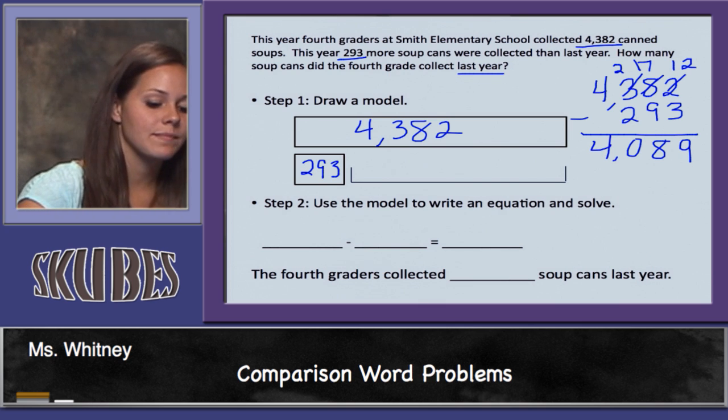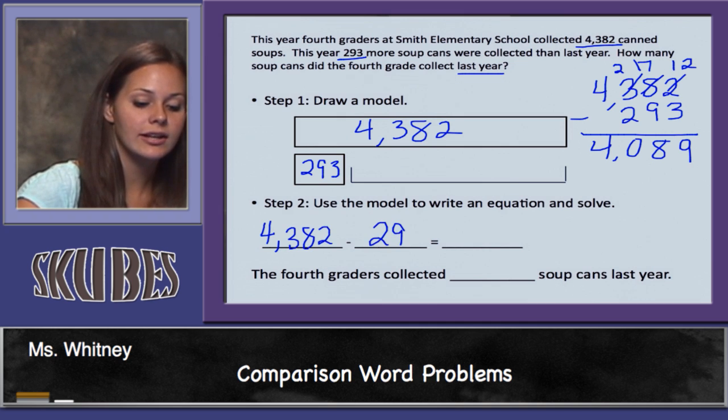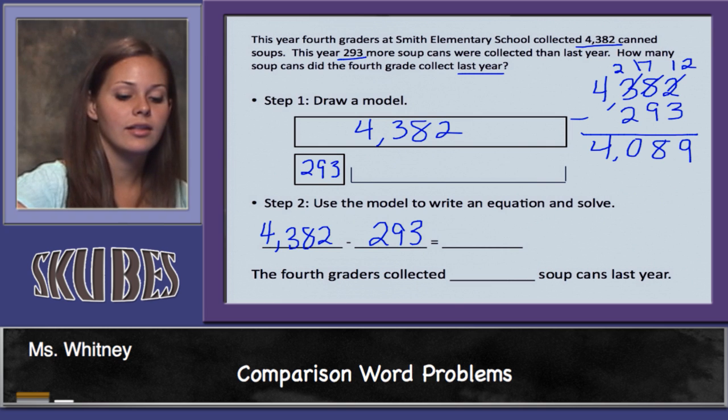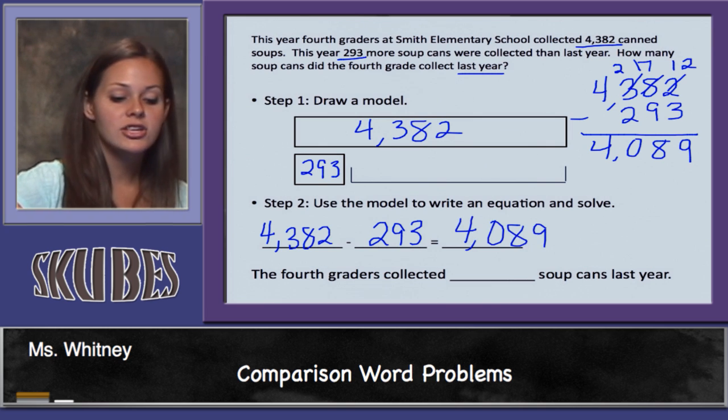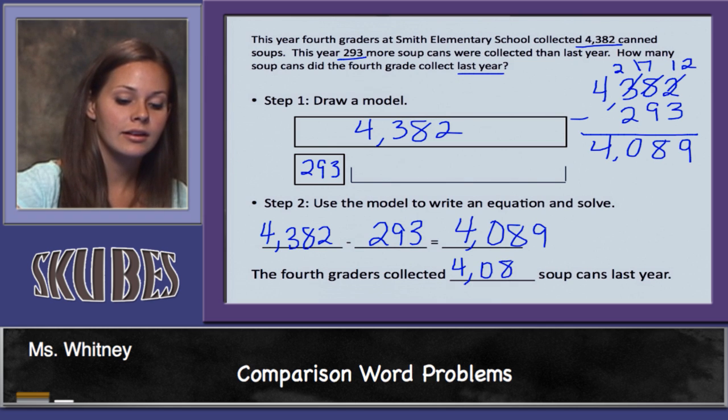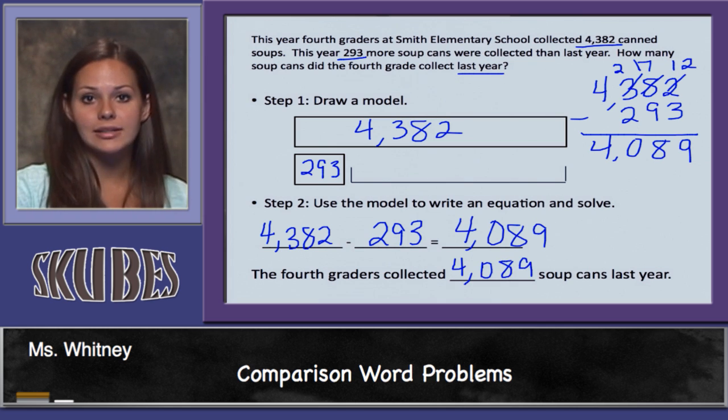Our equation is 4,382 minus 293. The difference is 4,089. So the 4th graders collected 4,089 soup cans last year.